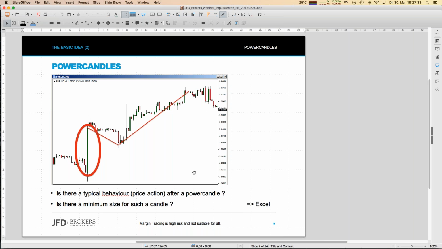But what we need is something like a minimum size for such a candle. So what is a power candle? Is it from 10 bips or 40 bips or 100 bips or whatever, depending on the time frame, of course. We need criteria. Is there a minimum size for such a candle to be labeled a power candle? Both things we can answer a little bit already with a simple Excel sheet. Let me show what I have done here.